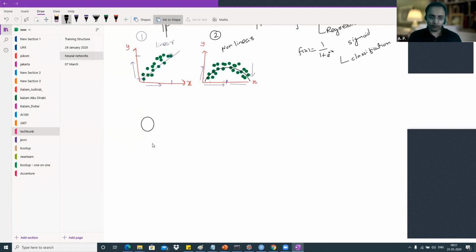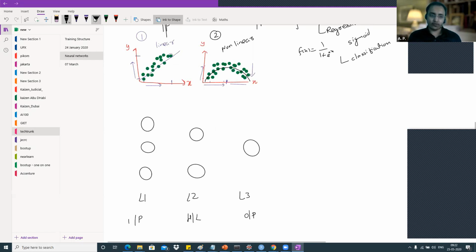So we have again 3 input neurons, 1, 2, and 3. And we have 1 output neuron, but at this time we have a hidden layer as well with 2 neurons. This is L1 layer, L2 layer, and L3 layer. This is the input layer, this is the hidden layer, and this is the output layer.